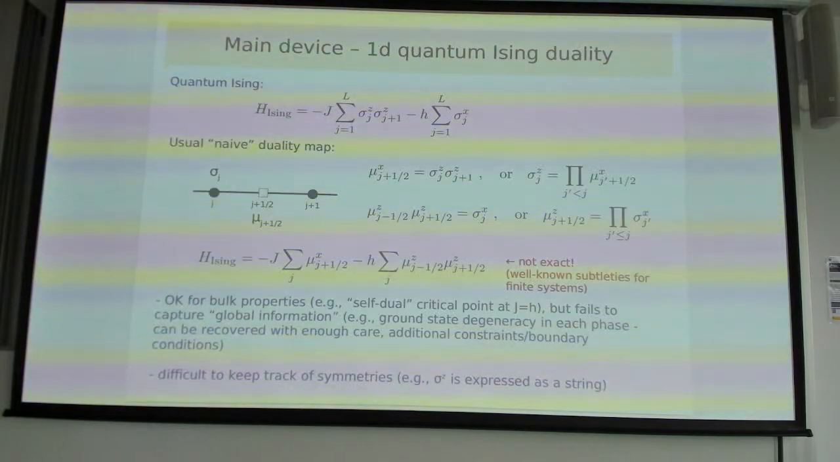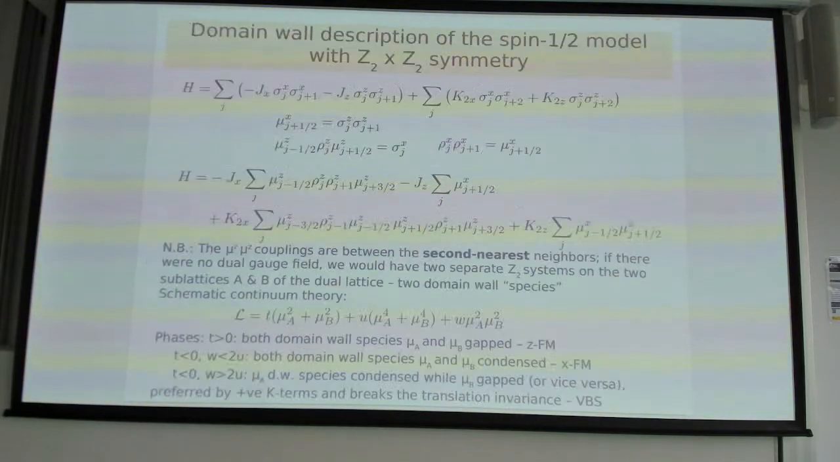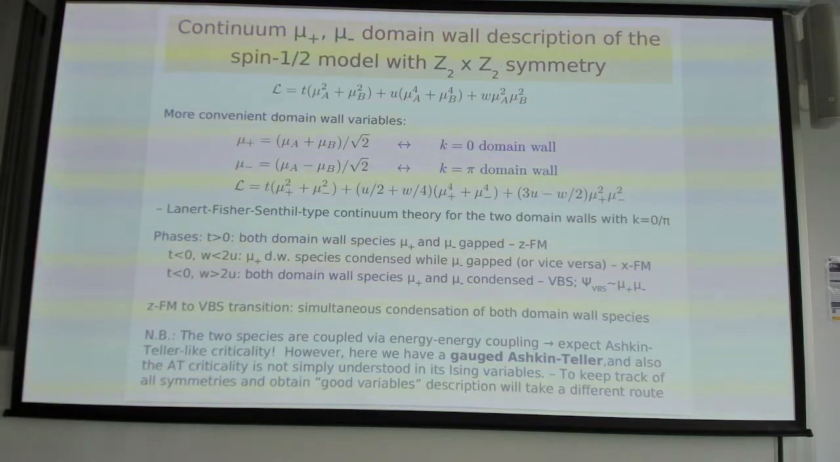Okay, I actually see that I am way behind in time, but I said we can understand the phases from these two species of domain walls. Ferro is where these domain walls are gapped. VBS is the condensation pattern where one is condensed, the other is not. It's actually more convenient to work with different domain wall fields, where I will take a symmetric and anti-symmetric combination of these mu A and mu B. The symmetric combination is translationally invariant, like a zero momentum domain wall, and the anti-symmetric combination is like a pi momentum domain wall.